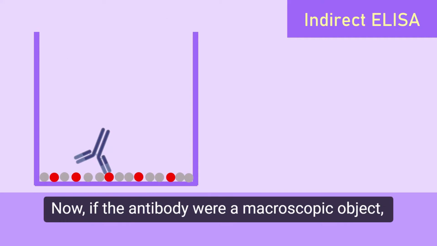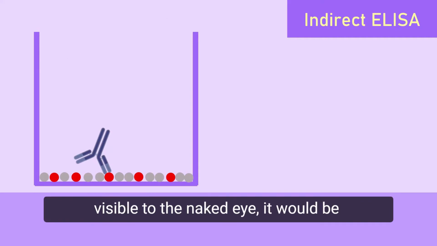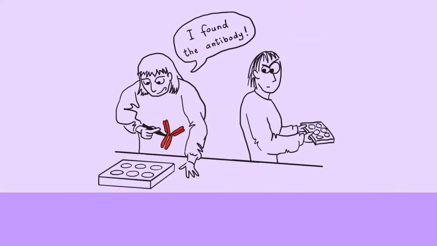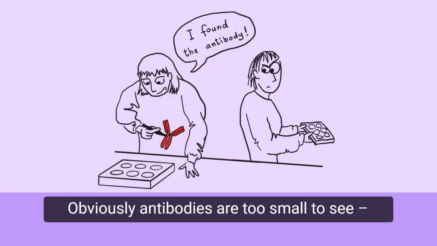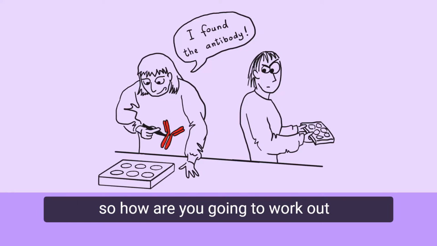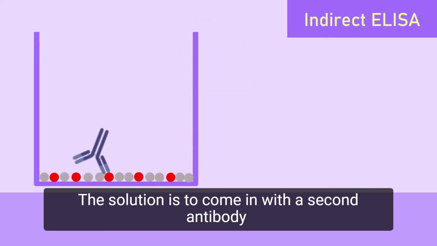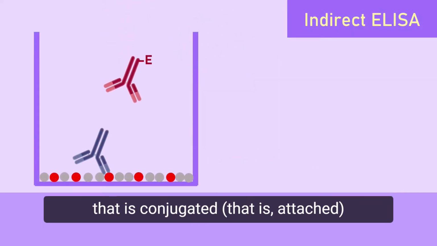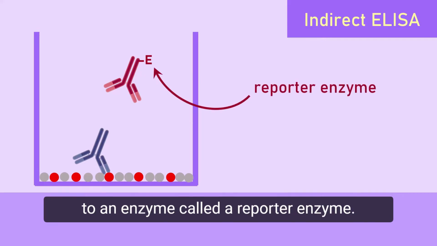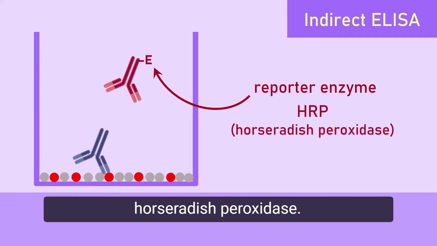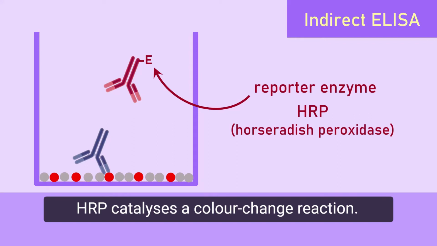Now, if the antibody were a macroscopic object visible to the naked eye, it would be pretty easy to tell if it was present in the sample. Obviously, antibodies are too small to see. So how are you going to work out whether it's there in the well or not? The solution is to come in with a second antibody that is conjugated, that is attached to an enzyme called a reporter enzyme. A typical reporter enzyme is HRP, horseradish peroxidase. HRP catalyzes a color change reaction.